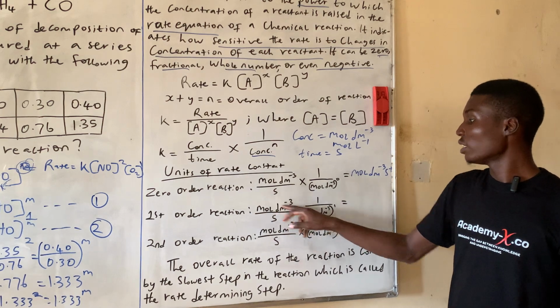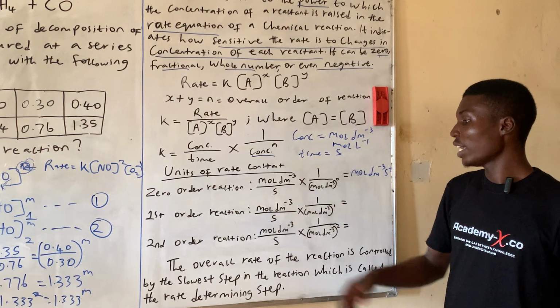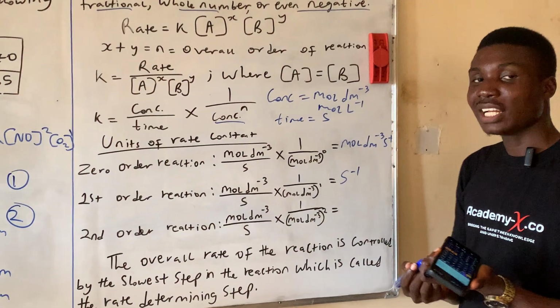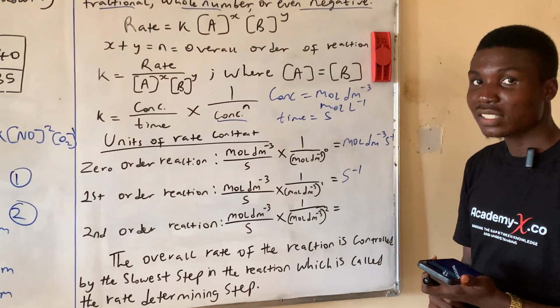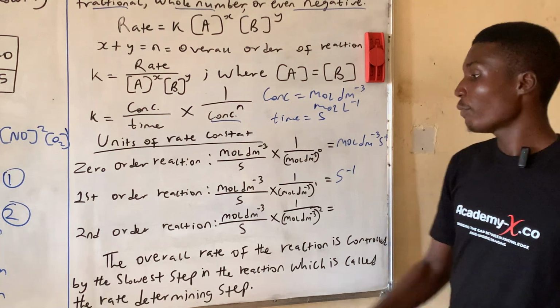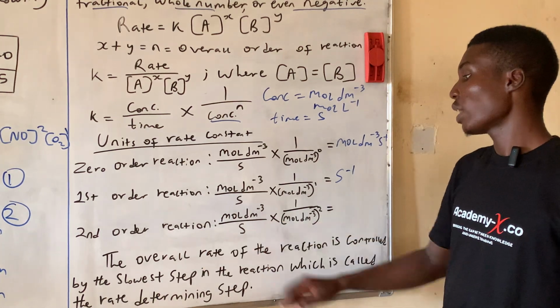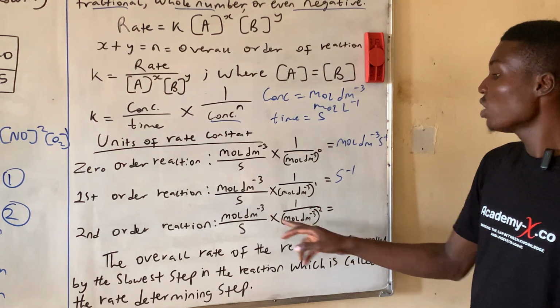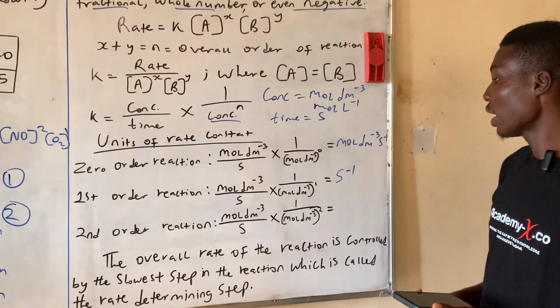If you have 1, this will cancel this, so you now have 1 over s. And so for first order reaction, you have per second, which is actually per time. I hope that's making sense to you. While for second order reaction, we have concentration over s times 1 over concentration raised to the power of 2. So only 1 will be cancelling out.